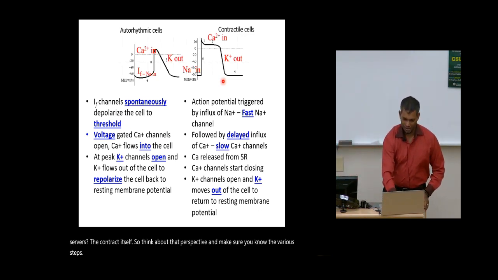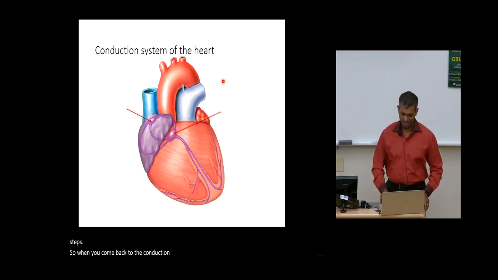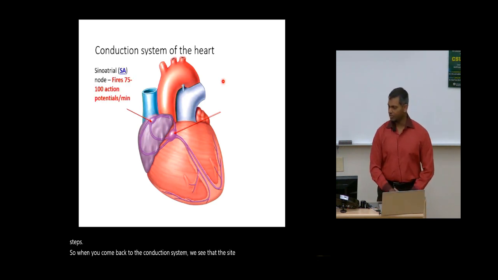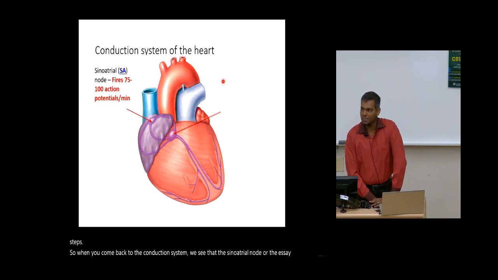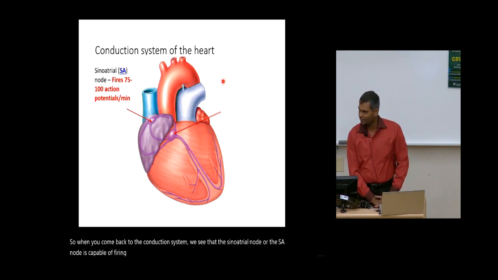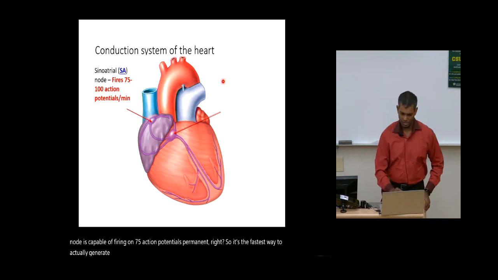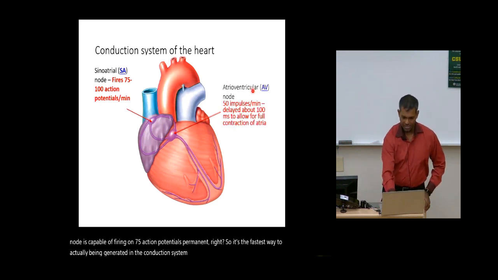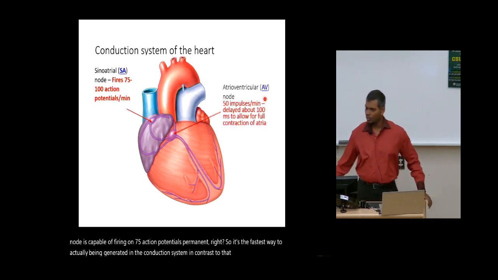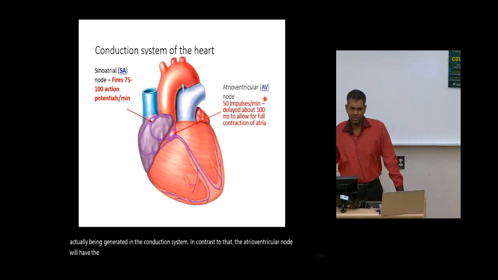So when we come back to the conduction system, we see that the sino-atrial node, or the SA node, is capable of firing around 75 action potentials per minute, right? So it's the fastest rate of action potentials being generated in the conduction system. In contrast to that, the atrioventricular node will have only 50 action potentials fired per minute.